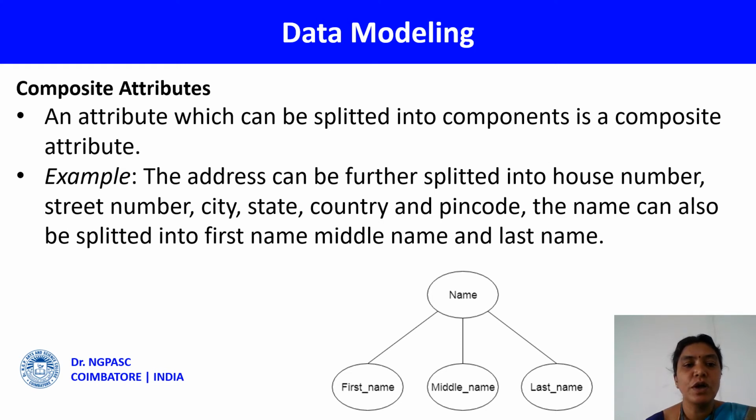Suppose you cannot derive information from an attribute. Say for example, if it is ID or name or phone number, you cannot derive information from those attributes. So those attributes I can call a simple attribute. If you are able to derive information from an attribute, I can classify it as a composite attribute. Say for example, if you are taking the name attribute, from that name I can define the first name, last name and middle name. If it is address, I can further split my address into street number, city, state, country and pin code.